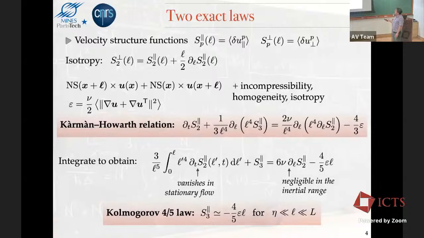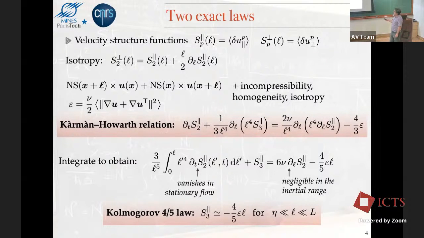The first one is a direct consequence of isotropy. And this consequence of isotropy is giving you a relationship. You see it's a differential relationship between the longitudinal increment and the transverse increment. So this is just a consequence of isotropy. This relationship is a bit trivial, but there is another relationship.